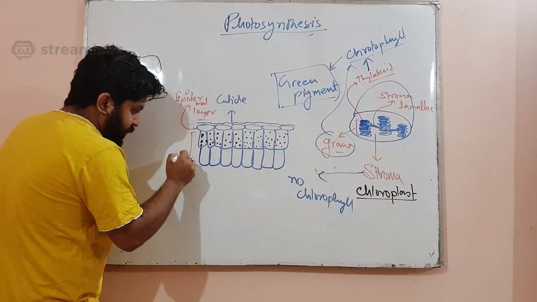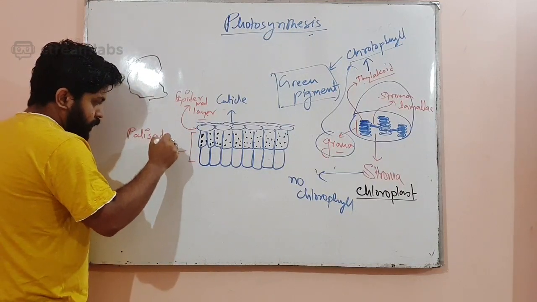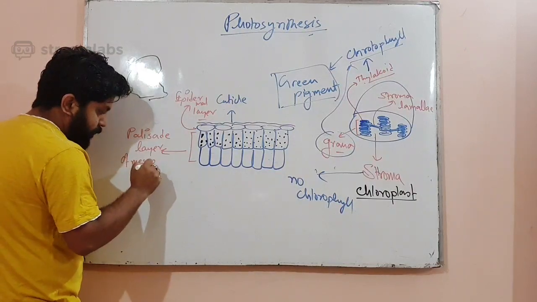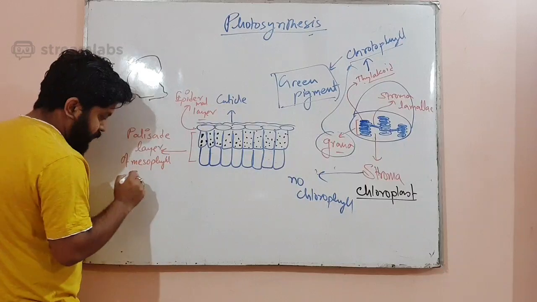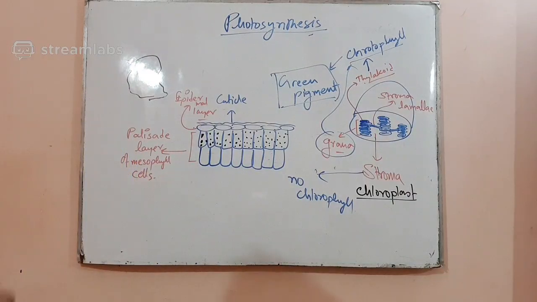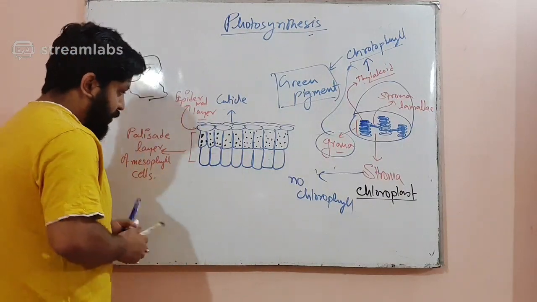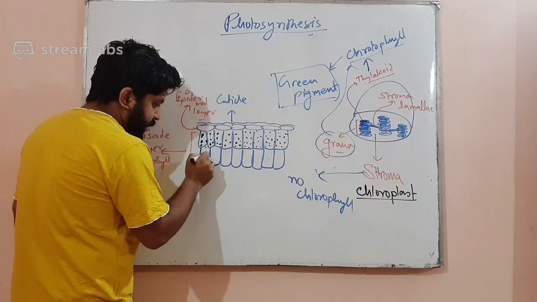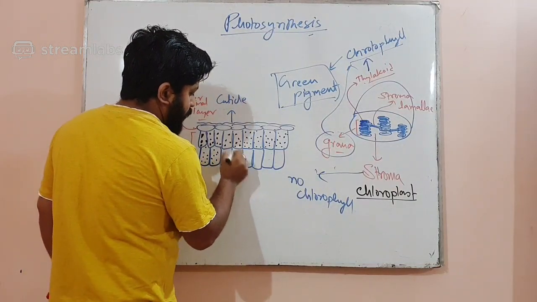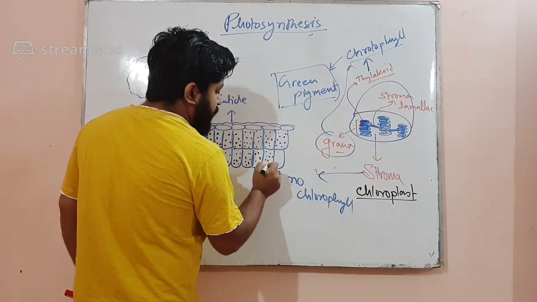And this is known as the palisade layer of mesophyll cells. Now, in one mesophyll cell of this palisade layer, there is lots and lots of chloroplast present. So that means these are the layers.